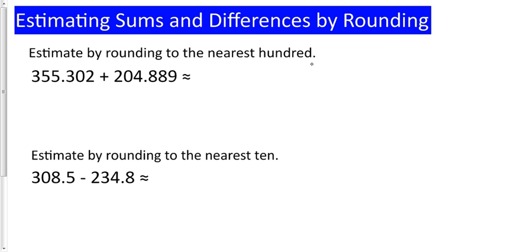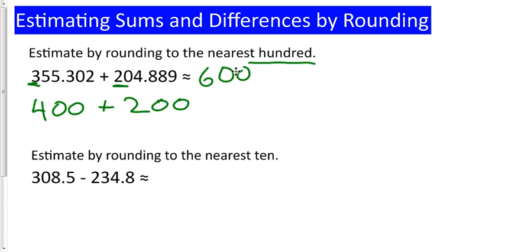I want to round to the nearest 100 here. 3's in the hundreds place in this problem, 2's in the hundreds place here. I see a 5, so this 3 increases to a 4, so I've got 400 plus 2 followed by a 0, it's going to stay the same. 400 plus 200, my estimate is about 600.